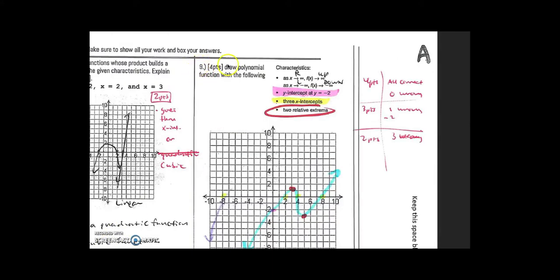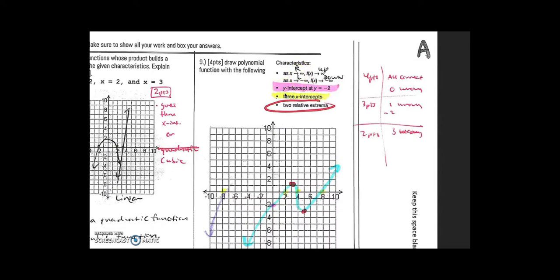Question number 9 says, draw a polynomial function with the following characteristics. So a polynomial function is just one function, but we were talking about in chapter 5 how to build them, either cubics or quartics through linears, quadratics, and other things. So the characteristics are, as x approaches positive infinity, so that's going towards the right, f of x values, the y values are going to go up, and as you go to the left, it's going to go down. So that means you start down, end up.